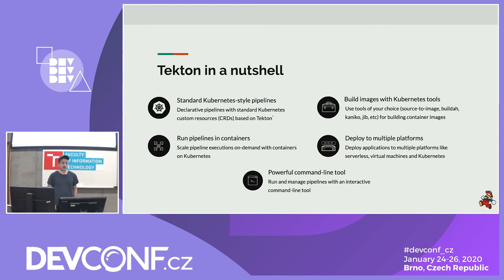All right, so Tekton in a nutshell. It's Kubernetes-style pipeline, which means it's YAML. It's a bunch of YAML. You declare the YAML, like a declarative pipeline. And those get picked up by Kubernetes custom resources. With custom resources you define a certain type of object, like a pipeline definition or task definitions, and those get picked up by an operator, which is a controller, and that controller just reacts to events. That's how you extend Kubernetes in general.